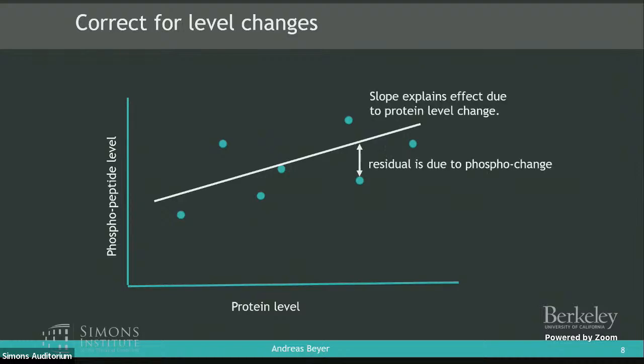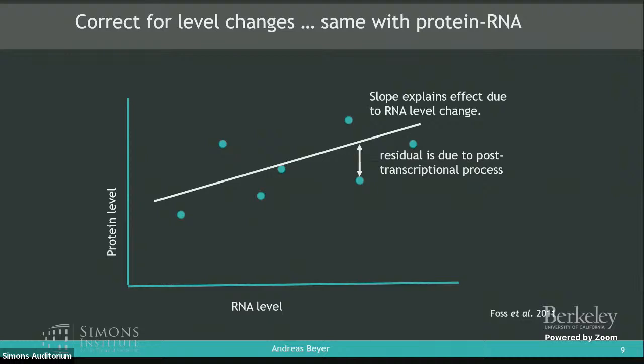We did the same with the protein-RNA relationship. So we again regress protein levels as a function of their mRNAs, and then we do the same trick. So we say that this is the variance that is explained by the mRNA, and the remaining variation, the residuals, are due to post-translational effects or post-transcriptional effects or noise, of course.